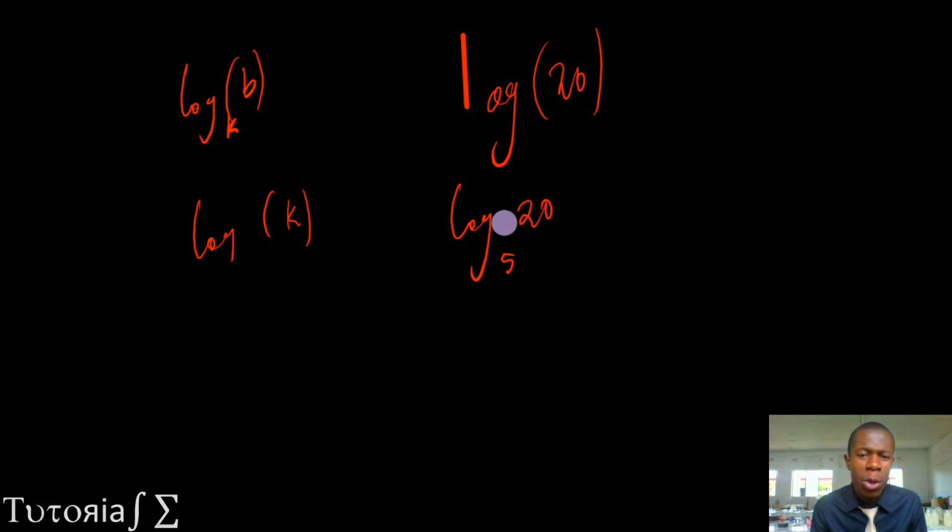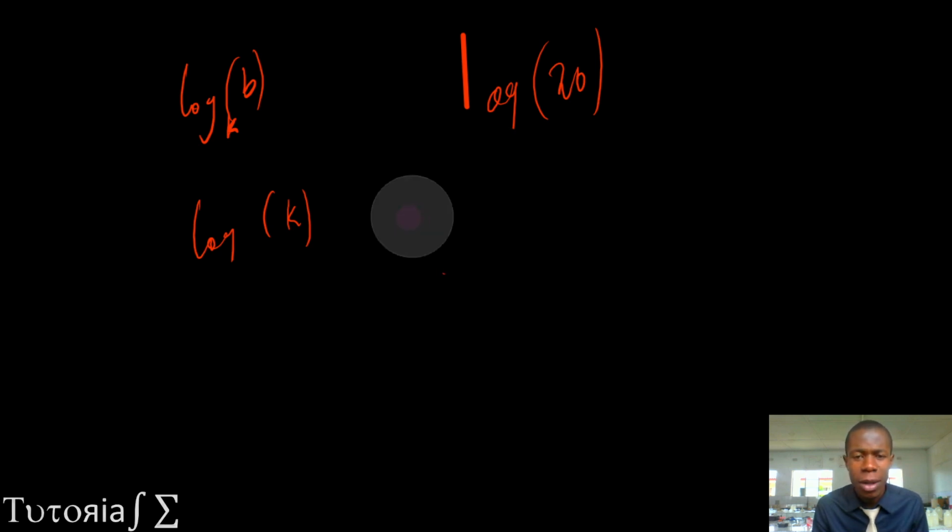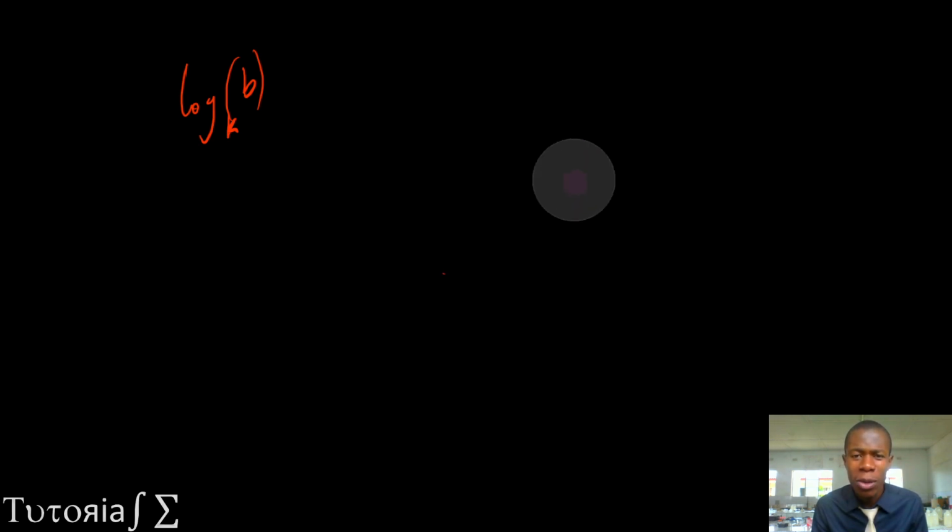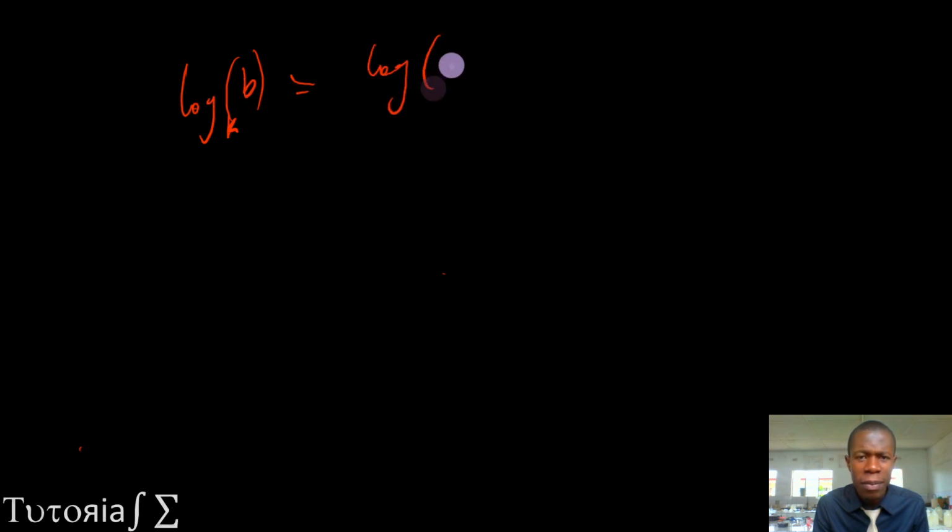But a rule that I learned, or let me say it's also a derivation, is something that will help you. You can convert any log to base 10 by simply saying the log of b to base 10 divided by the log of the base, so the log of k.